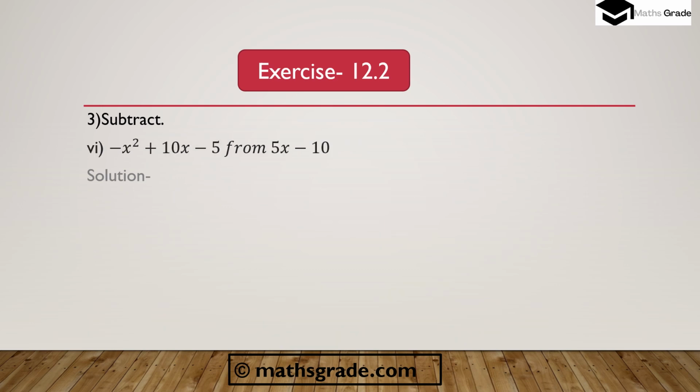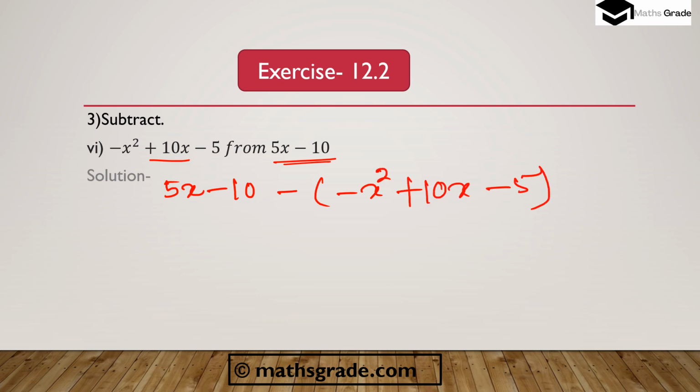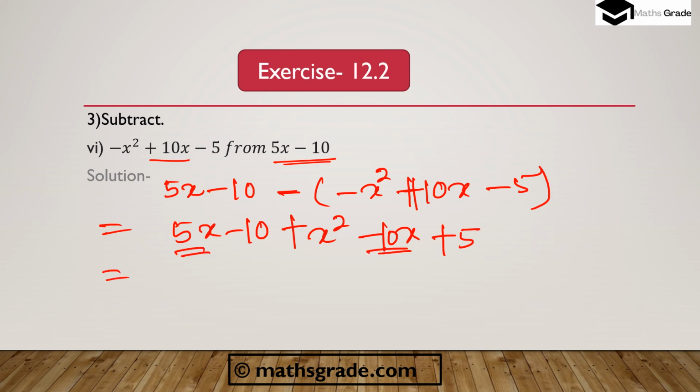Now question number 6. Subtract minus x square plus 10x minus 5 from 5x minus 10. So 5x minus 10 minus of minus x square plus 10x minus 5. Minus multiplied with minus is plus x square, and minus multiplied with plus is minus 10x, and minus multiplied with minus is plus 5. Now arrange the similar terms, that is like terms: 5x minus 10x.